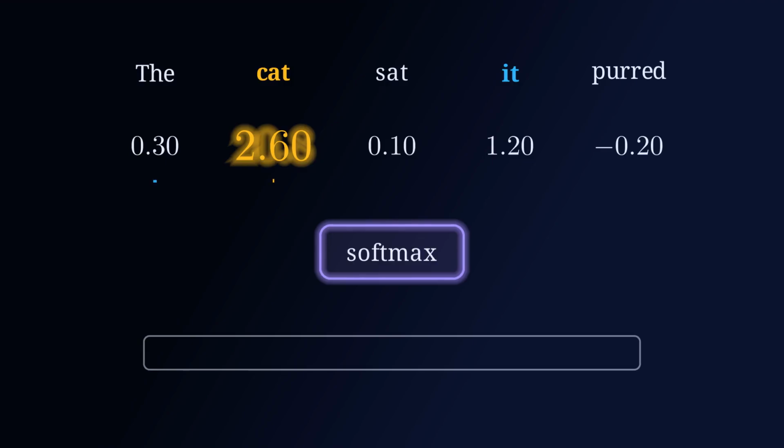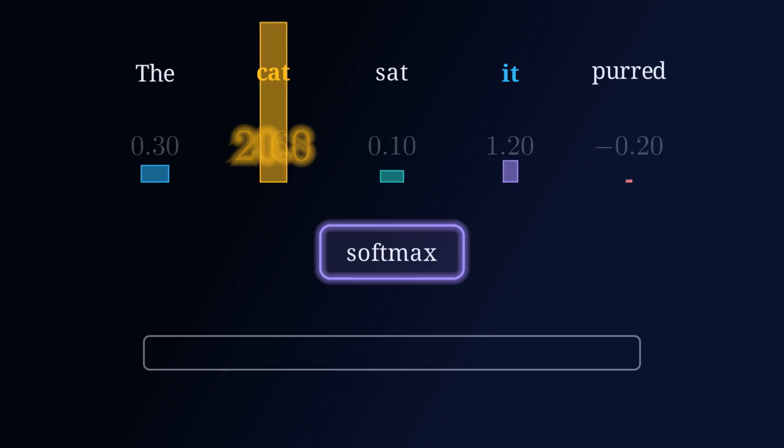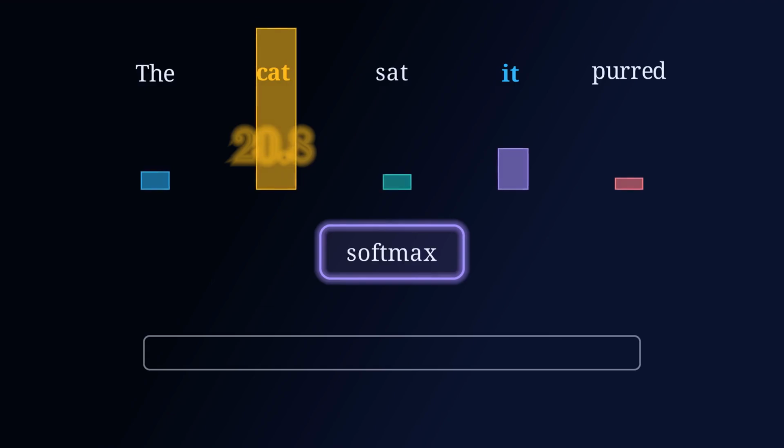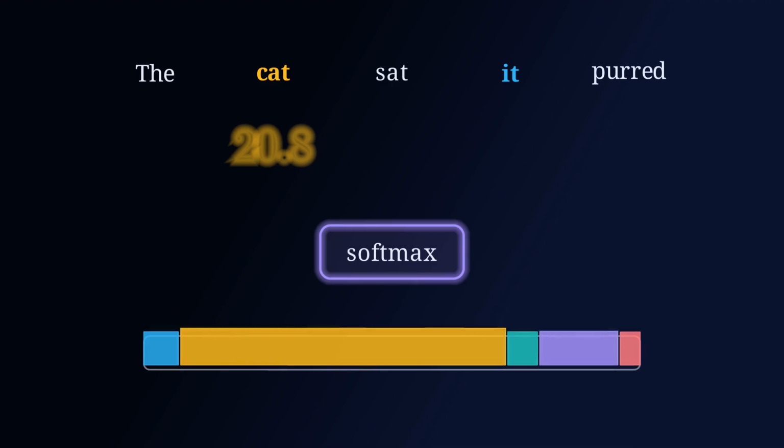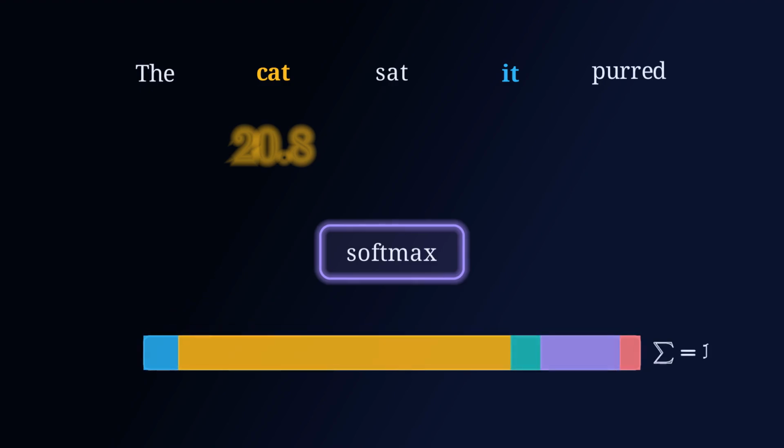Softmax does two things. First, it exponentiates every score, which makes them all positive and dramatically exaggerates the differences, so a slightly higher score becomes a much larger number. Then it divides each by the total so the whole set sums to 1. Big scores become confident weights, small scores nearly vanish.